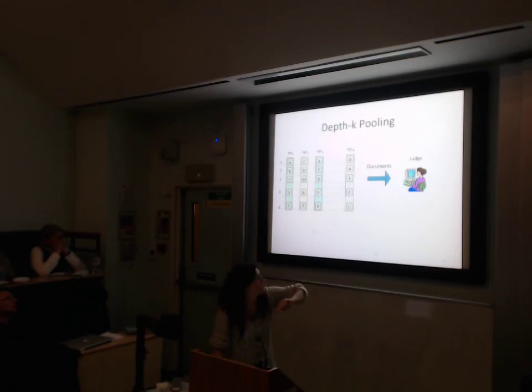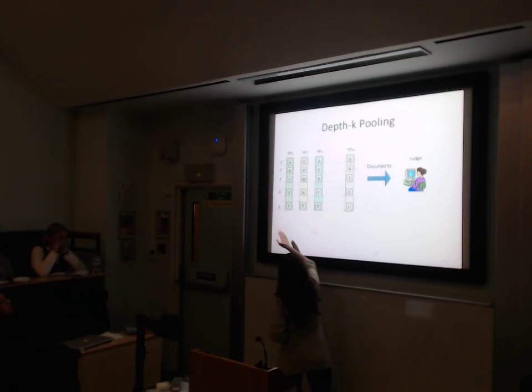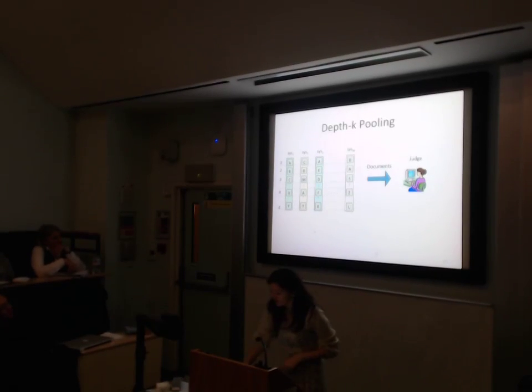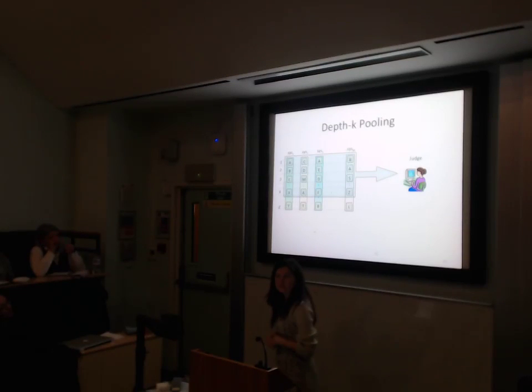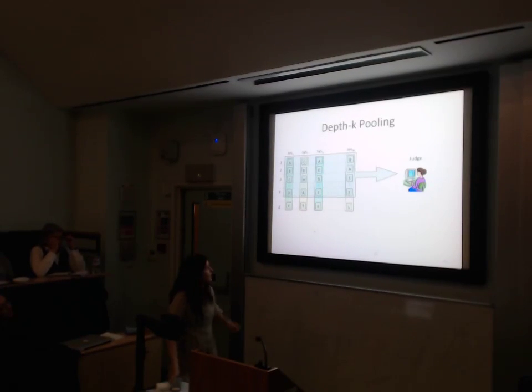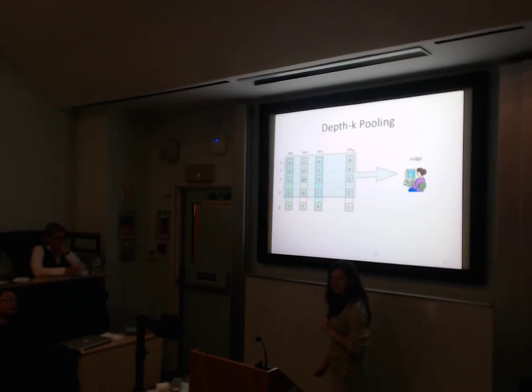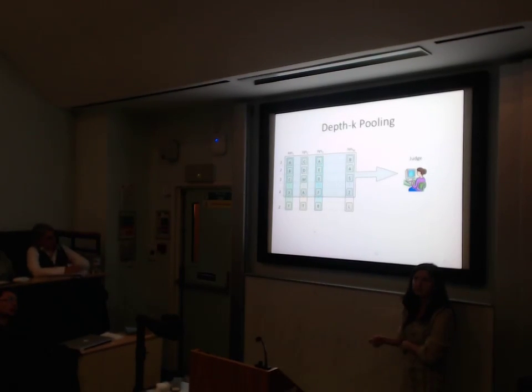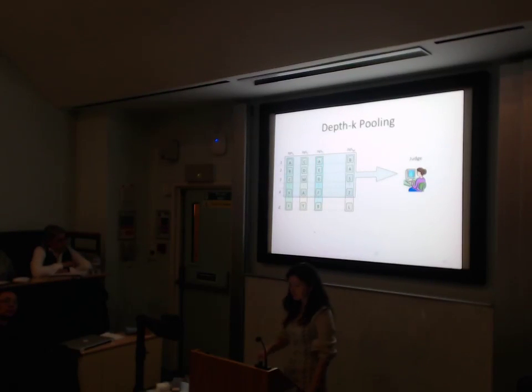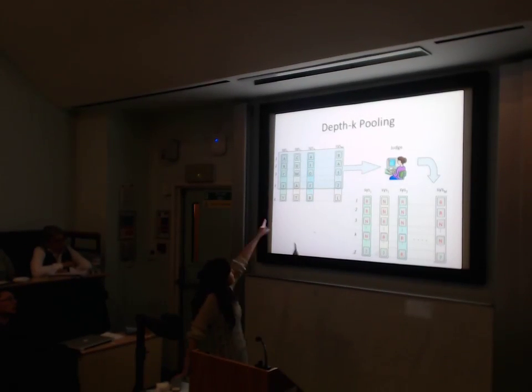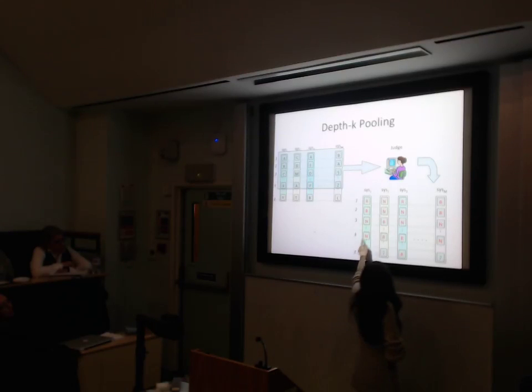What TREC does is what I call depth K pooling, which is instead of labeling everything in the document collection, TREC assumes that documents that are retrieved in the top K of at least one of the search engines have the possibility to be relevant. If a document is not retrieved in the top K of any of the systems, then that document is likely to be non-relevant. Okay, so that's the main assumption behind depth K pooling. So then what TREC does is ask the assessors to label the documents retrieved in the top K. Okay, so now the judging is done.